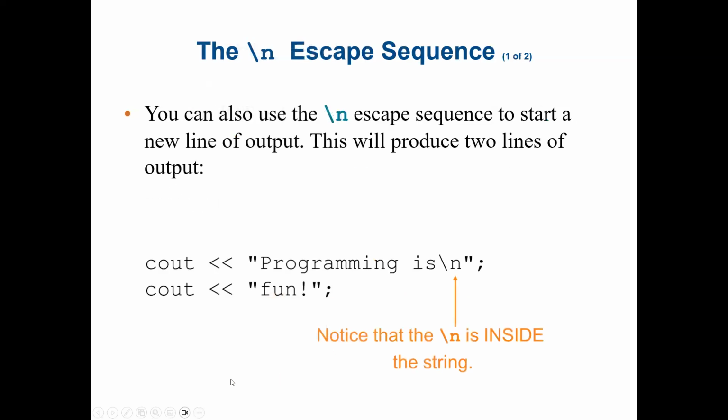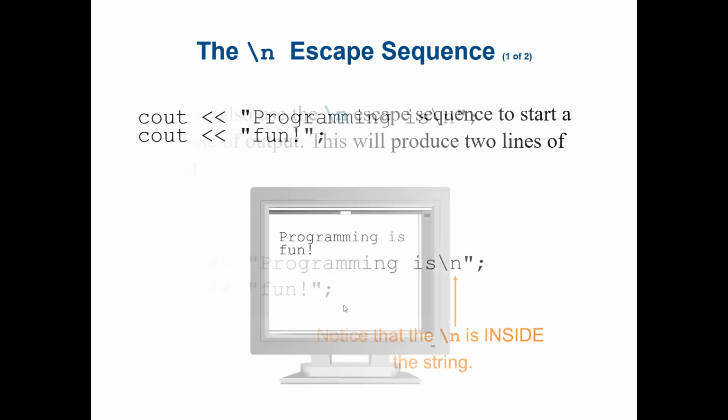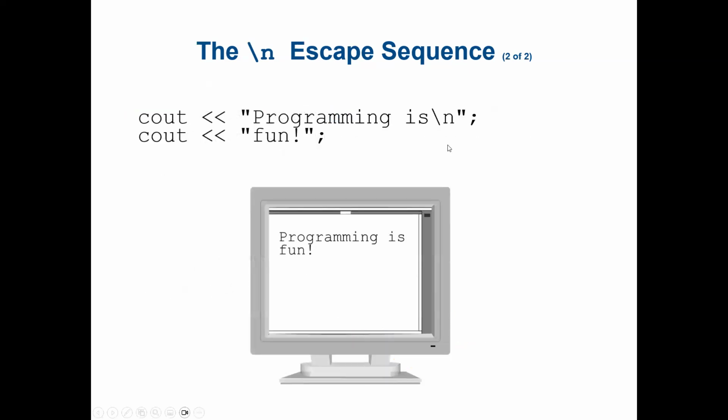Also, we can use what is called the escape sequence, \n. \n works the same way as endl. So here we say program is \n. This will move the cursor to the next line, then we print the fun. So notice that \n is in the double quotation. It's in the string. So here we say you can also use the \n escape sequence to start a new line of output. This will produce 2 lines of output for us. And that will be the output, same as using the endl.